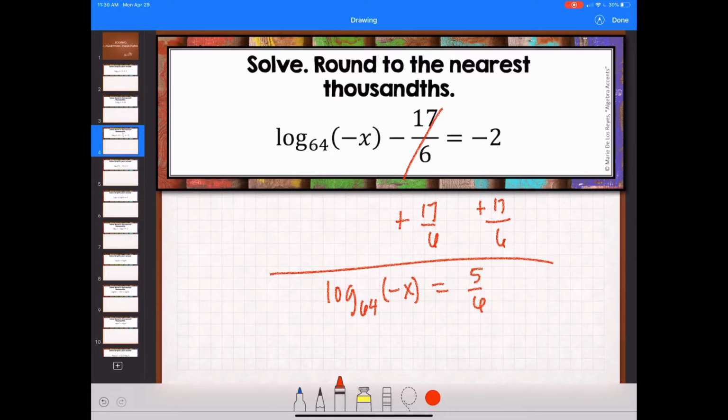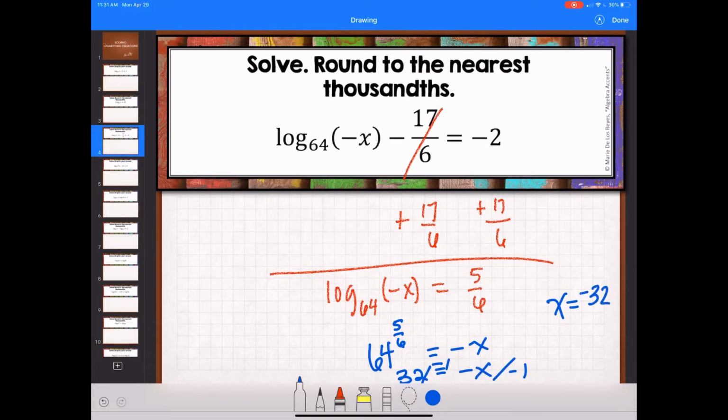And then now I'm going to write it in exponential form. So the base is 64, the exponent is 5 over 6. That equals negative x. So using my calculator, I'll say 64 raised to the 5/6, and that equals 32. So 32 equals negative x, which means when I divide by negative 1 on both sides, running out of space here, then I get x equals negative 32.